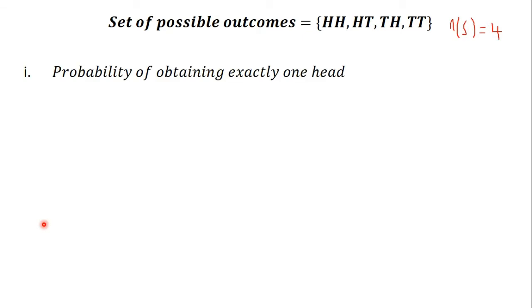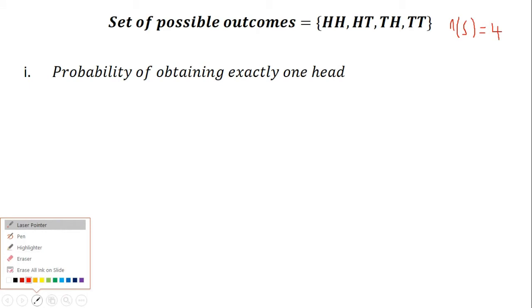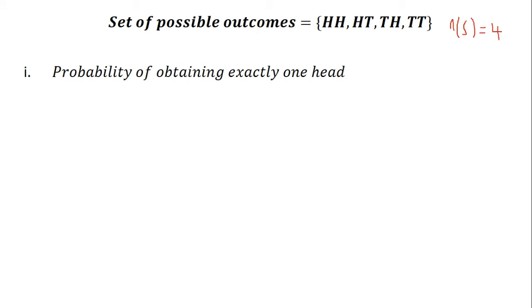The first question says that we should find the probability of obtaining exactly one head. So we go to our sample space. How many of the members have exactly one head? We can see that for exactly one head, we can get it here and here. Remember, HH is not part because it has two heads. The question wants exactly one head. So for exactly one head, we will have this member and this member.